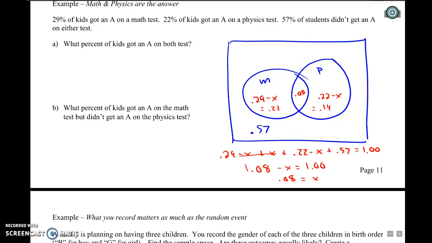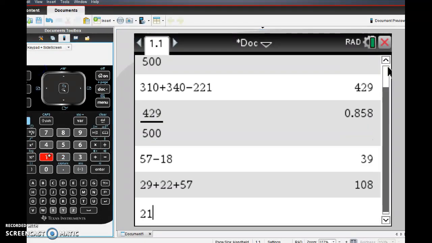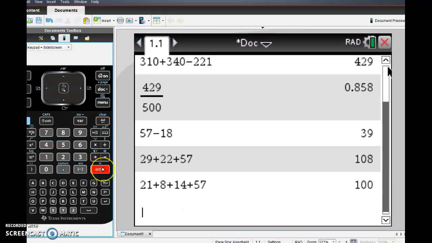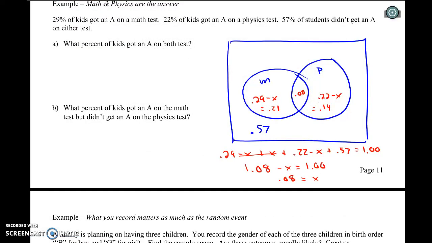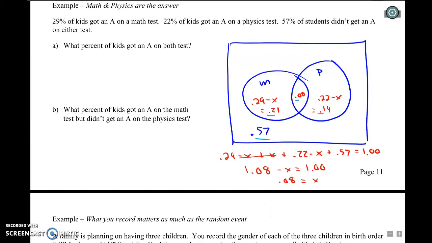Then we can kind of check it. What's 21 plus 8 plus 14 plus 57? 100%. Okay, so it all works out. So now I have my Venn diagram filled in. I've got it broken down into mutually exclusive events so I can think about it and answer questions really easily. All right, first question. What percent of students got an A on both tests? Well, 8% got an A on both tests.